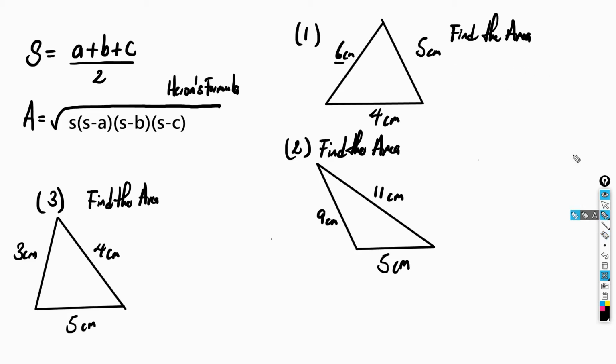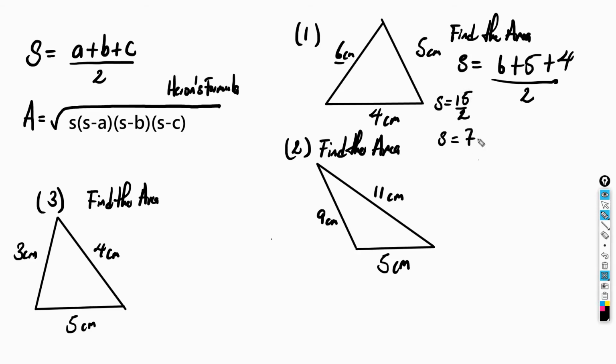All right, guys. So for number one, the first thing we need to do is find S, which is the semi-perimeter. S is equal to A plus B plus C divided by 2, which in this case is 6 plus 5 plus 4 divided by 2. So 6 plus 4 would give us 10, plus 5 would give us 15. So S ends up being 15 over 2, which is 7.5 centimeters.